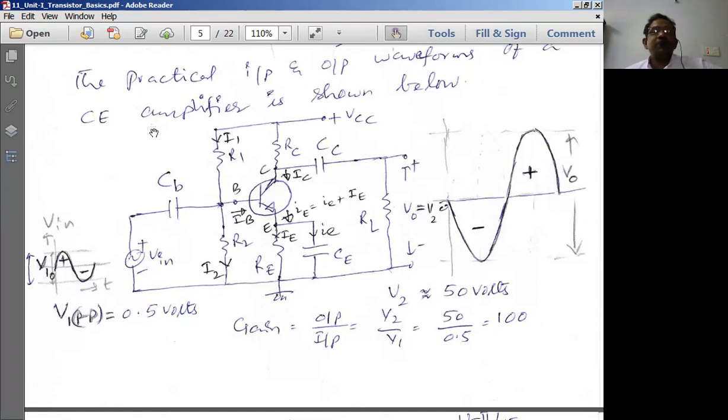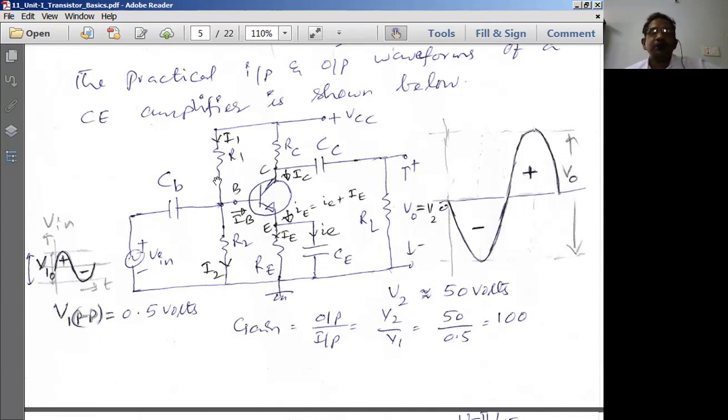Now here this amplifier circuit is shown with the DC supply and also the input signal as V input. And in the last class we discussed that this amplifier provides a gain of, say, 100 if it produces an output voltage of 50 volts for the given input of 0.5 volts peak to peak. And this is the circuit we have.